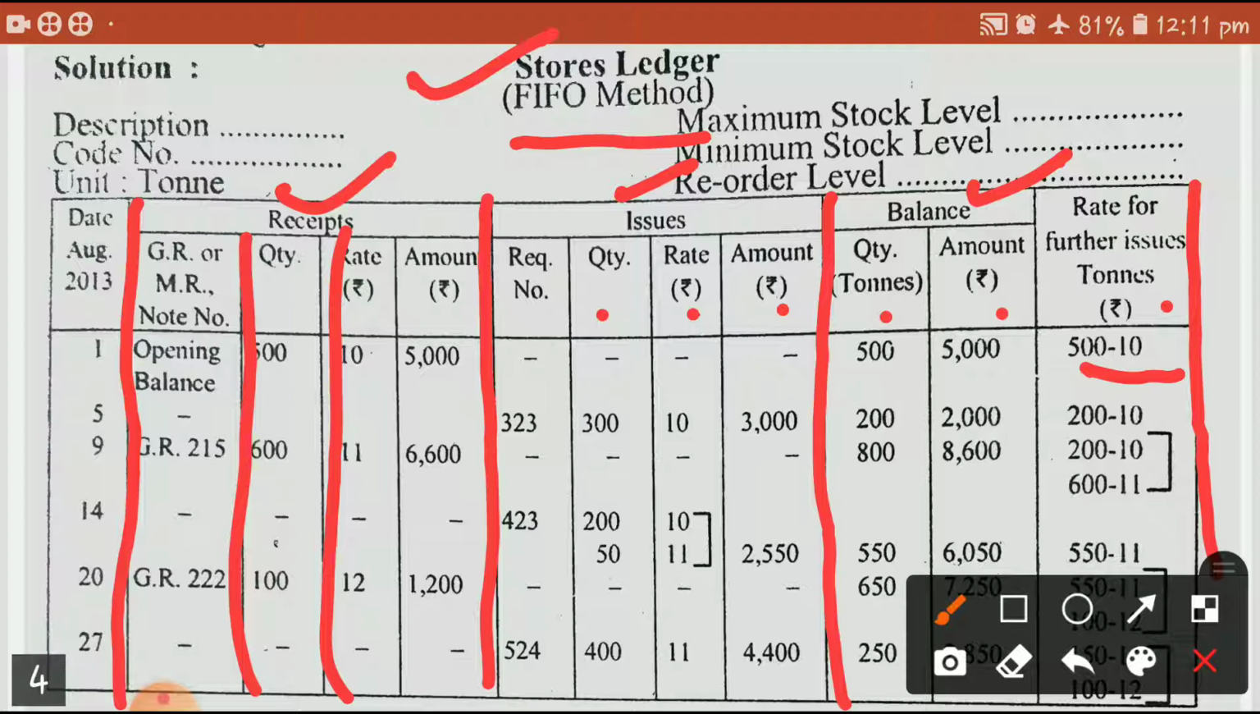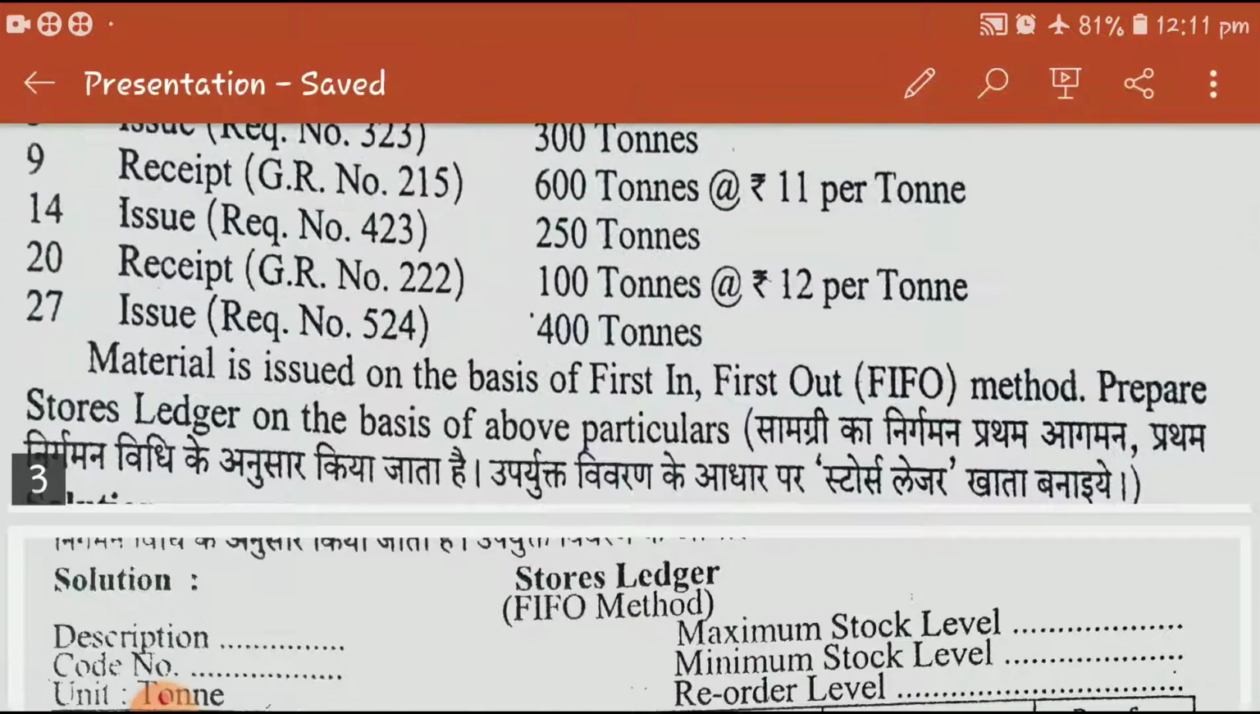Okay, now let's start with the question. You have to make this format and start date wise. Do not disturb the order of the receipts, issues and balances. You have to also maintain balance on every date. How? I will make you read this first.